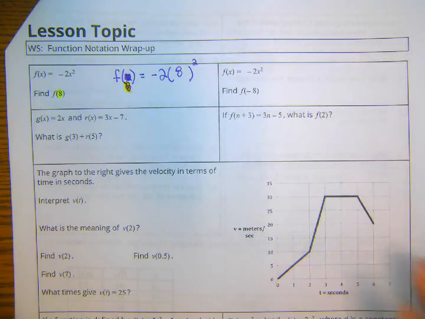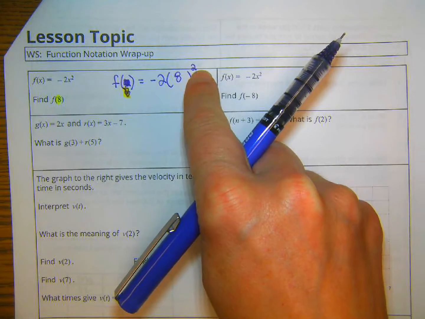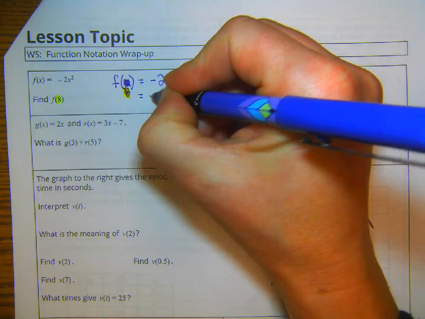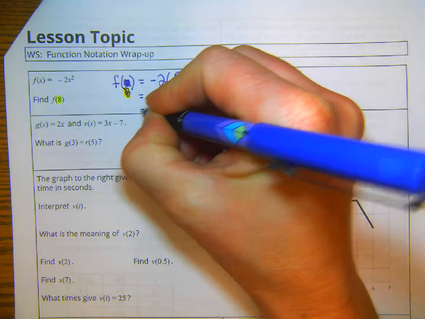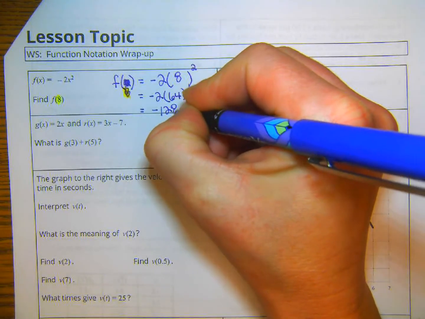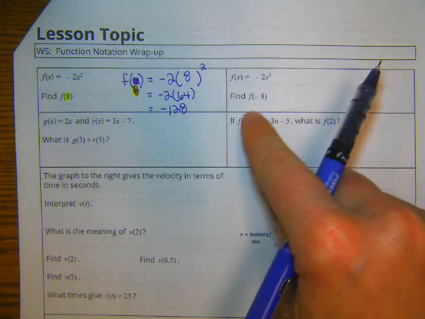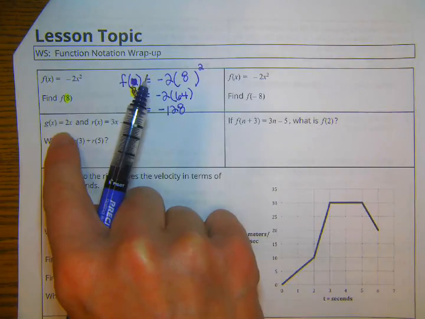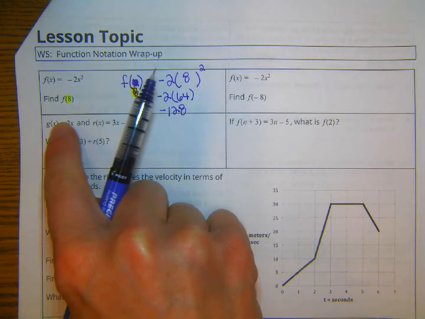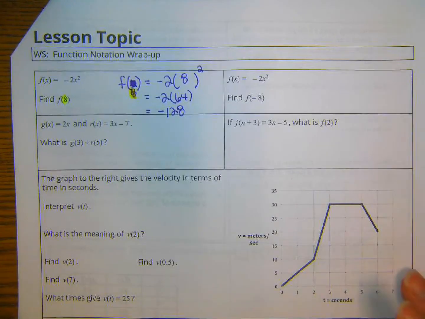Order of operations says I have to do this first. So 8 squared is 64. Now we have negative 2 times 64, which is negative 128. I'm going to leave these two for you to do alone. This one is the same. For this one, you're going to put 3 in for x, and 5 in for x here. Don't forget to add them at the end.